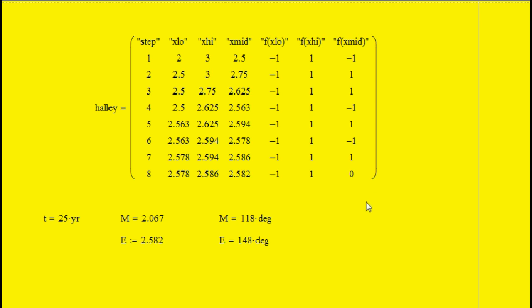Remembering that here x represents the eccentric anomaly E, we can say that 25 years after comet Halley passes its perihelion, E is 2.582 radians, whereas the mean anomaly M is 2.067 radians. If you prefer your angles in degrees, then E is 148 degrees, while M is 118 degrees.